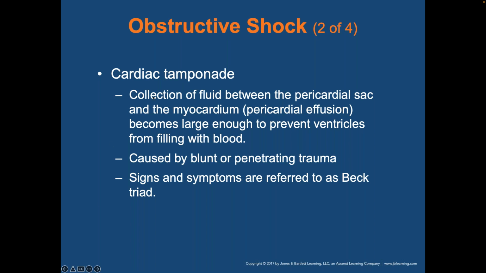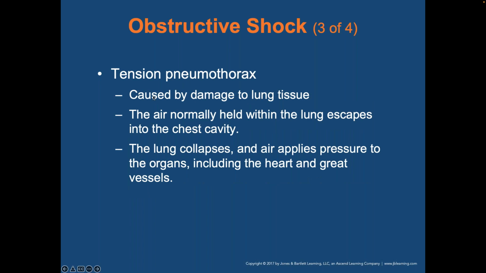Beck's triad, very important. Tension pneumothorax is caused by damage to the lung. So what happens here is the damage allows air normally held within the lung to escape into the chest cavity. The lung will then collapse, and if the pneumothorax is left untreated, air will start to accumulate in the chest cavity and apply pressure to the organs, including the heart and great vessels. Right? So tension pneumothorax, collapsed lung, air escapes in.